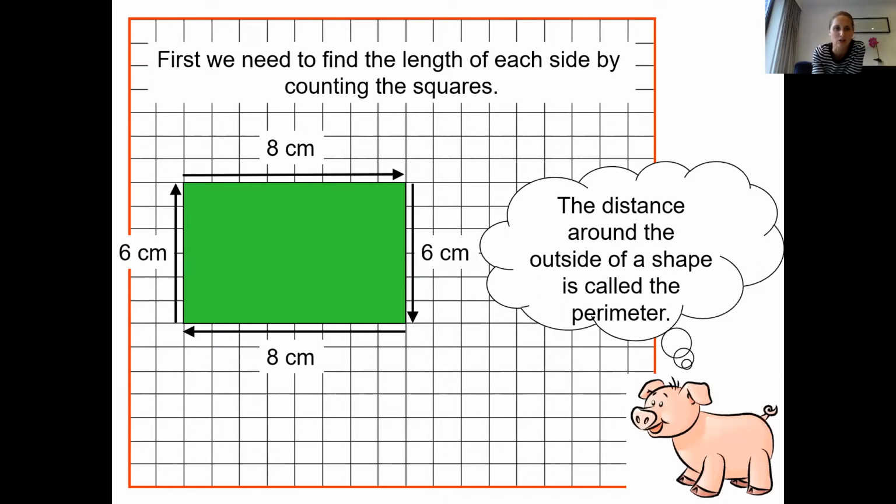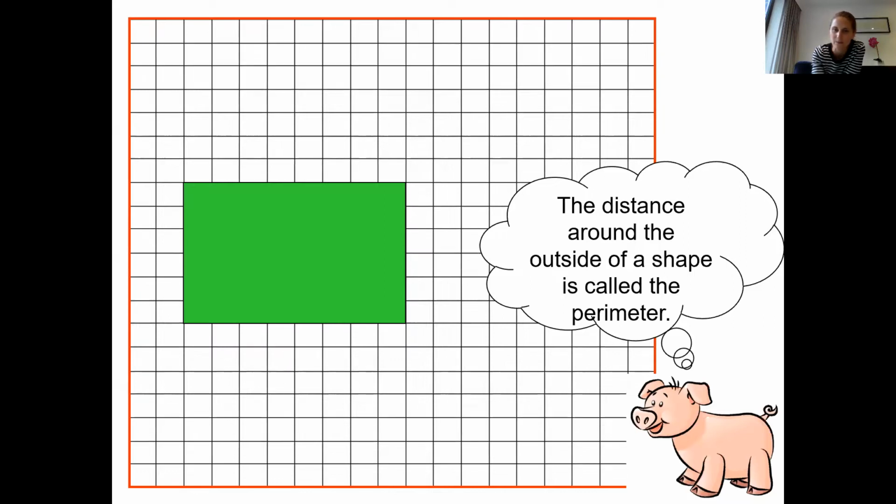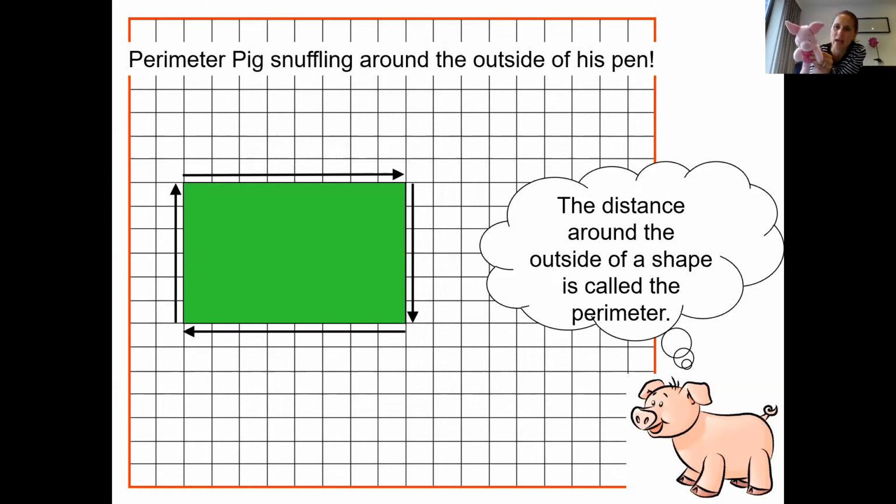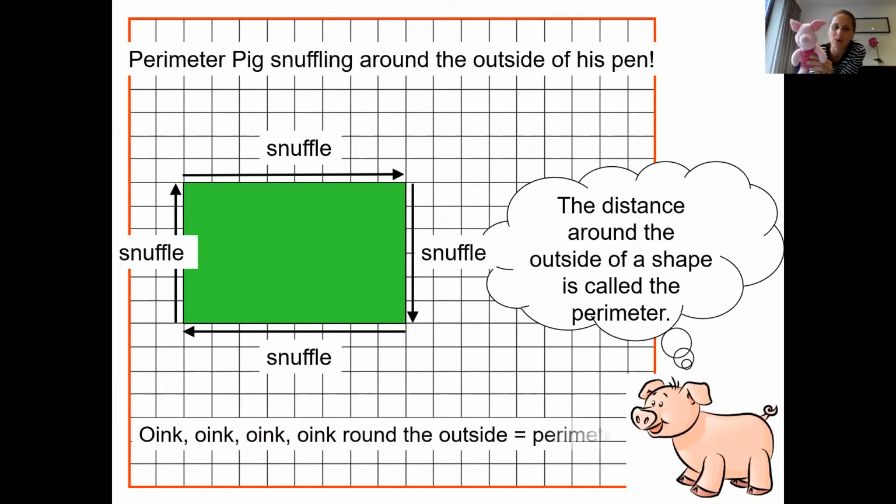So what you need to do is simply add together 8, add 6, add 8, add 6. Add them all together and the total gives you the perimeter. And the total of this shape is 28 centimetres. So we've added up those sides and that gives us the perimeter. You've got to imagine your little pig snuffling all the way around the outside, snuffle, snuffle, snuffle, all the way around, and that makes the perimeter.